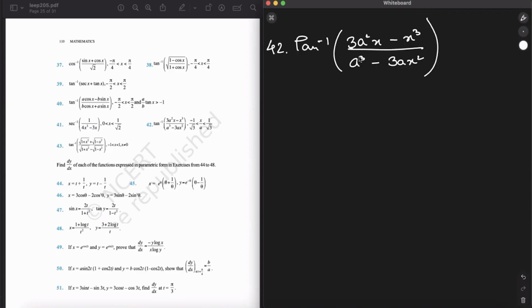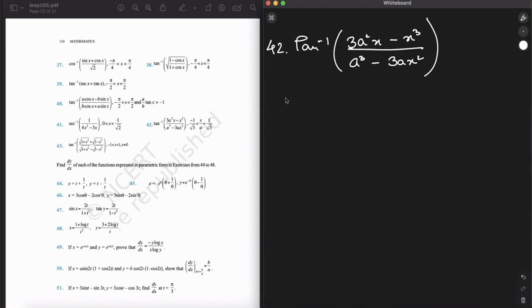So I suggest that you do these type of questions as much as you can, so that if you see a 3a square x or something that can become like this, then it should click in your mind. Okay, that is the tan formula, and that is how I must proceed. Again I'm telling you, don't go by making some algorithms by yourself.